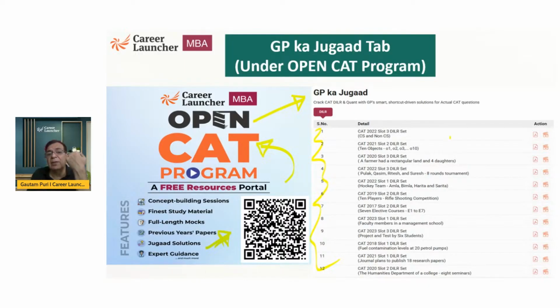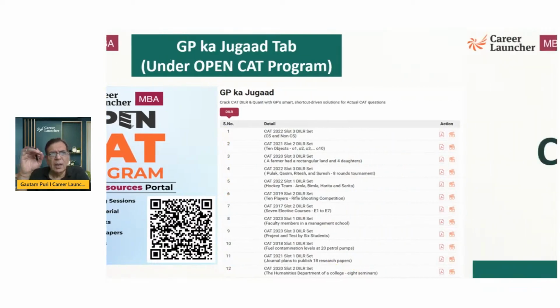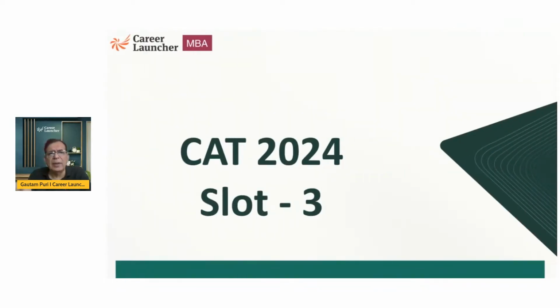For the earlier sessions, if you have not done them, you can do the same thing. Download the PDF, solve it yourself, go to the video and check how I have done it, what are the things you have probably missed out, and how you could have saved time in that data set. So that is the simple process. Okay, so let's move ahead. Okay, and today we look at the CAT 24 slot 3 data set.